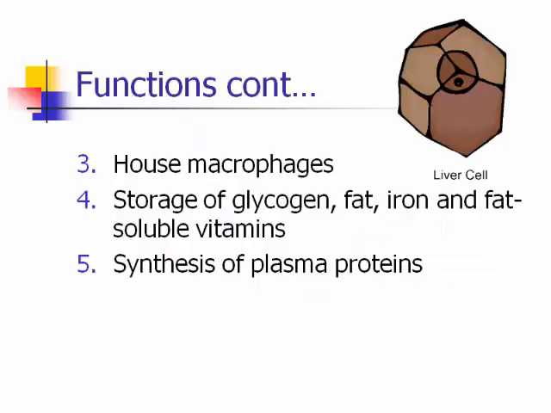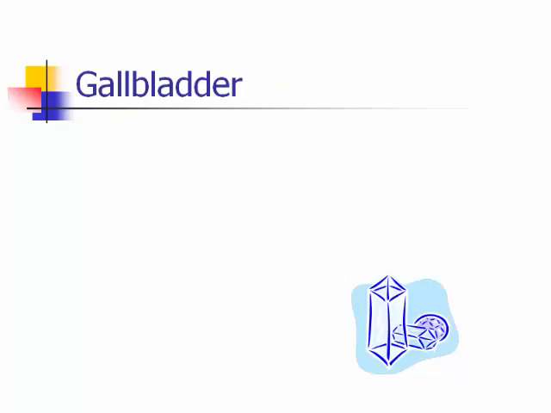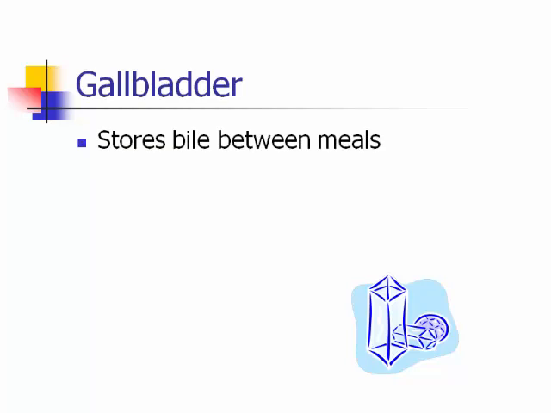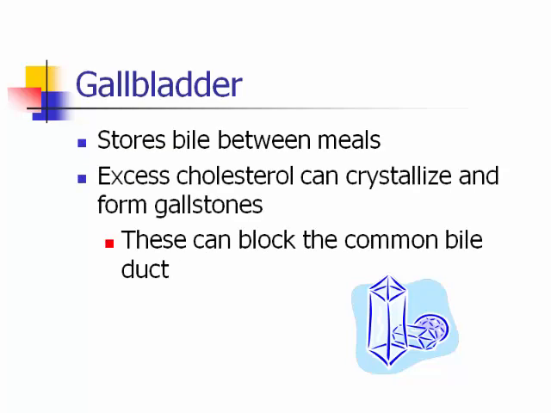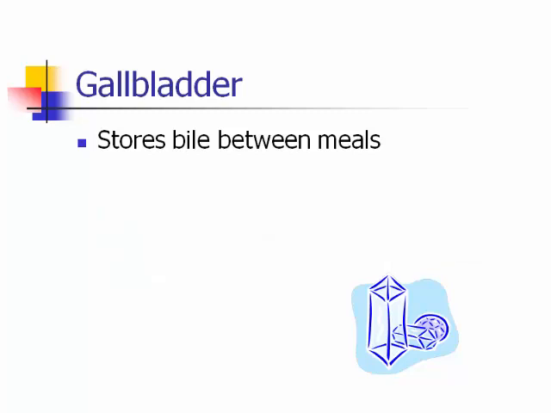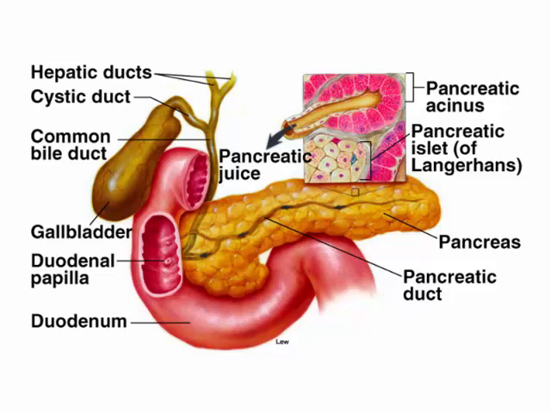Let's see what's on the next page. Oops, wrong way. So the gallbladder stores bile between meals. Excess cholesterol can crystallize and form gallstones. Ever heard of gallstones? Have you had them? These can block the common bile duct. Then what would happen? If it blocked the common bile duct, what would happen to the flow of bile? It would stop, right? Wouldn't have any.